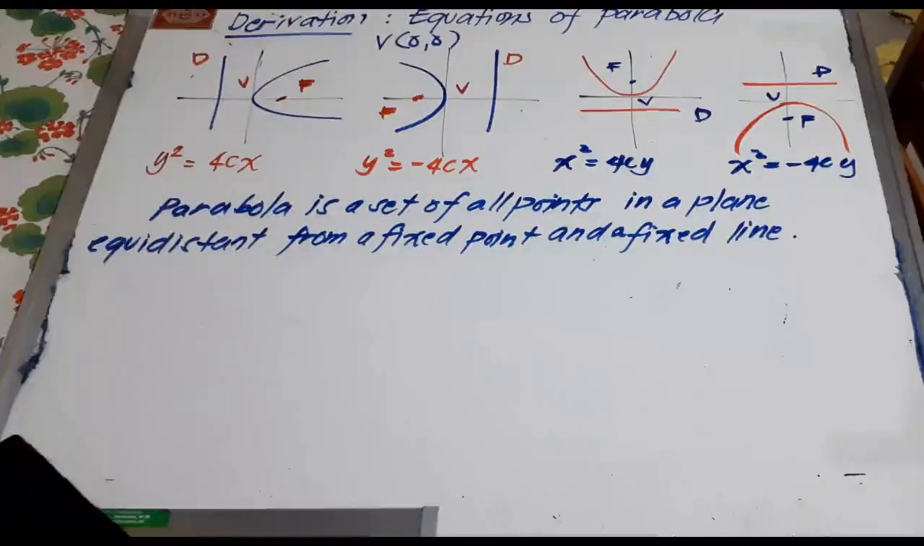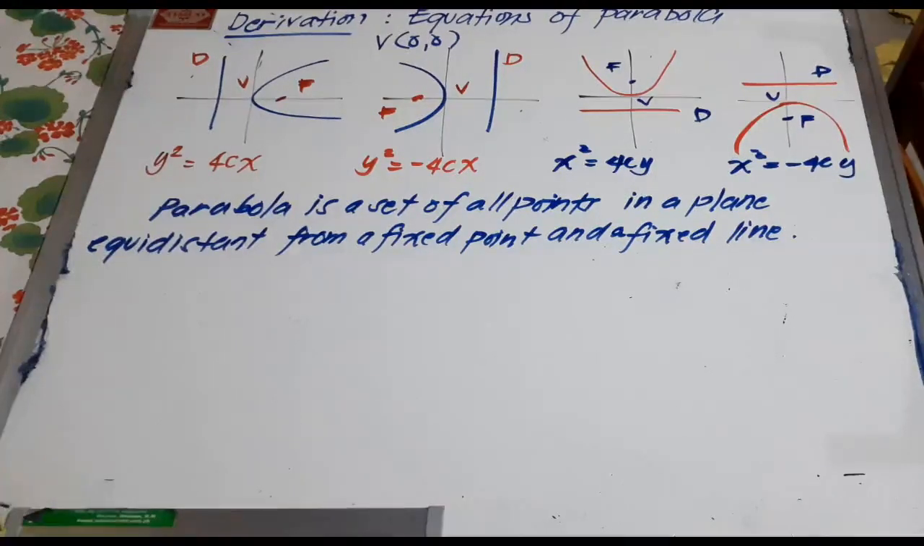Okay? In this video, you will learn the derivation of the equations of parabola with vertex at the origin. But before that, let me first introduce to you the different equations of a parabola and its equivalent graph. Okay? So we have here the first equation, y squared equals 4cx.